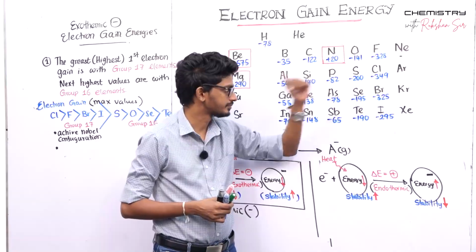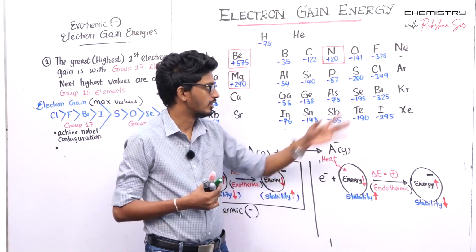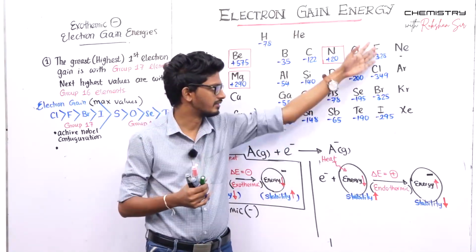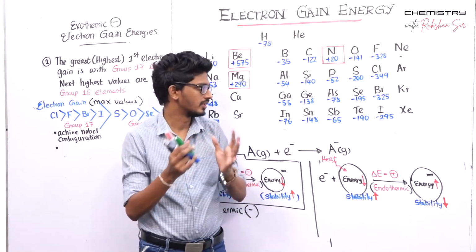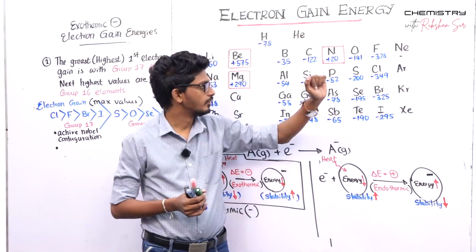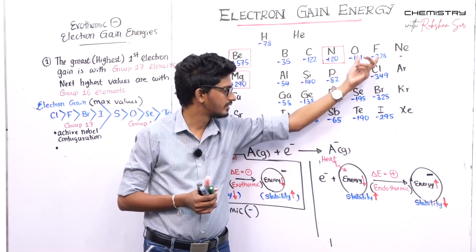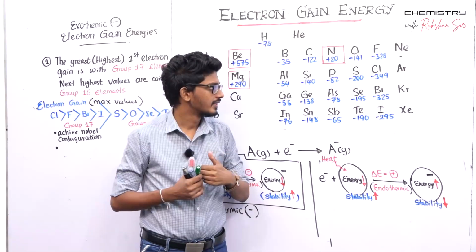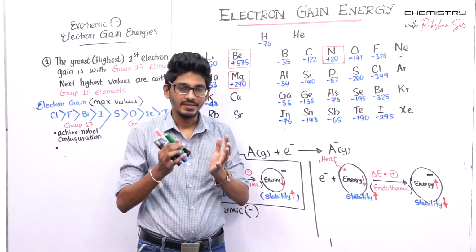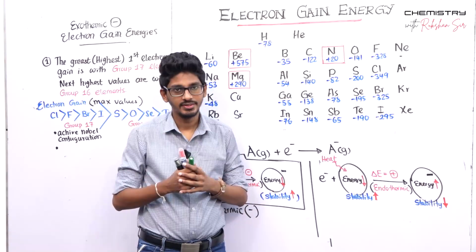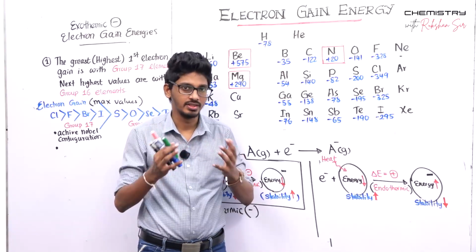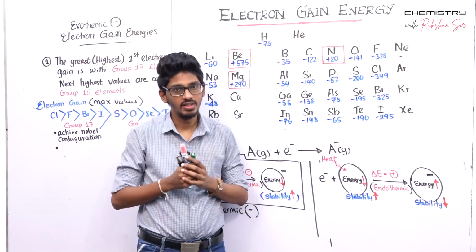We are not defining electron gain values for noble gases because when forming compounds, these guys are not involved. Normally we are not defining values for those. So other than the noble gases, the group 17 guys have the greatest effective nuclear charge. Effective nuclear charge means the nuclear charge felt by a valence electron, or the nuclear charge felt by the valence shell.